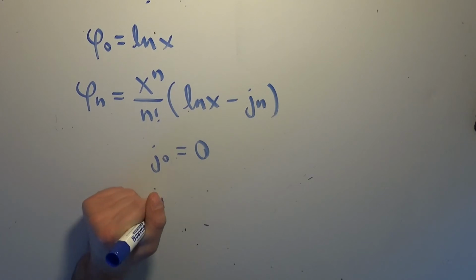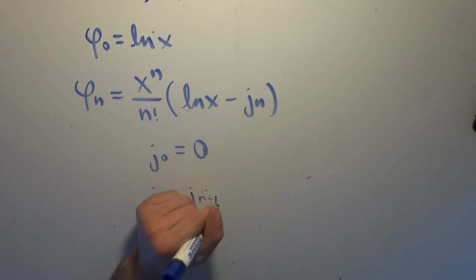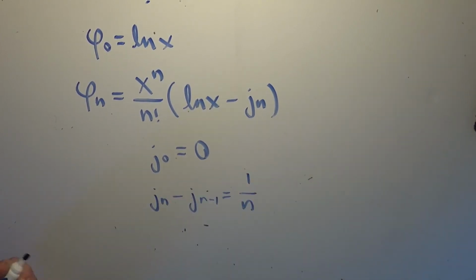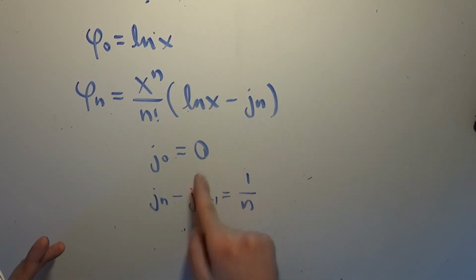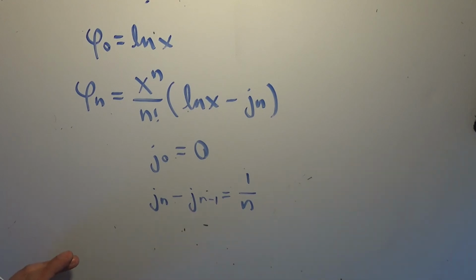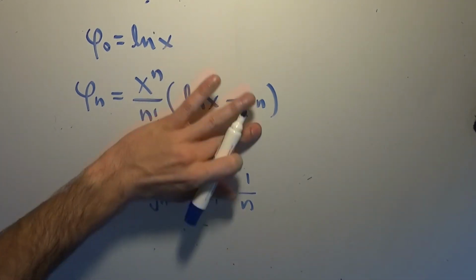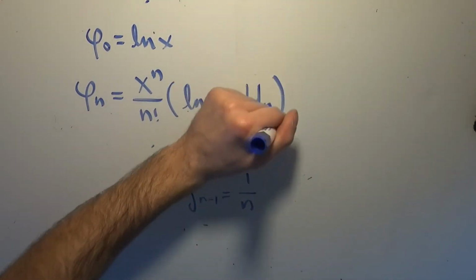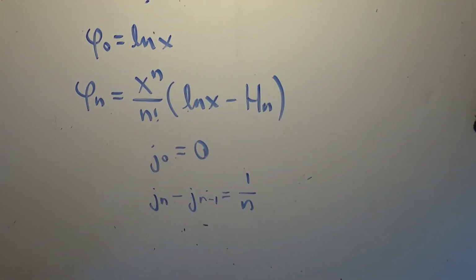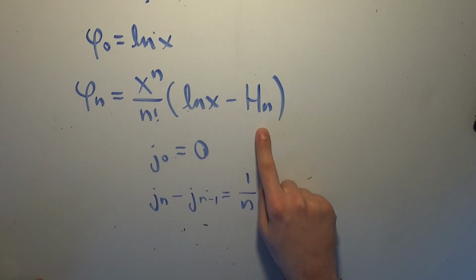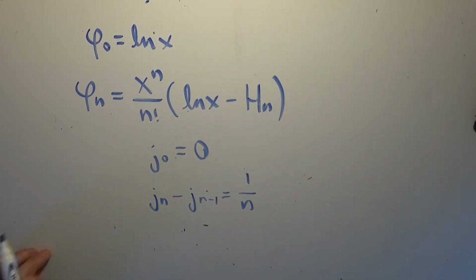But we also know here that jn minus jn minus 1 has to be 1 over n if we want it to cancel with that n from before. But the only function that satisfies j0 being 0 and the difference between the jn's being 1 over n is the nth harmonic number, right? Because the nth harmonic number is the sum of the first n reciprocals of the integers. But of course we also have a generalized way of expressing the nth harmonic number, as well as factorials and powers of x, which means we can talk about any integral of the natural logarithm of x.